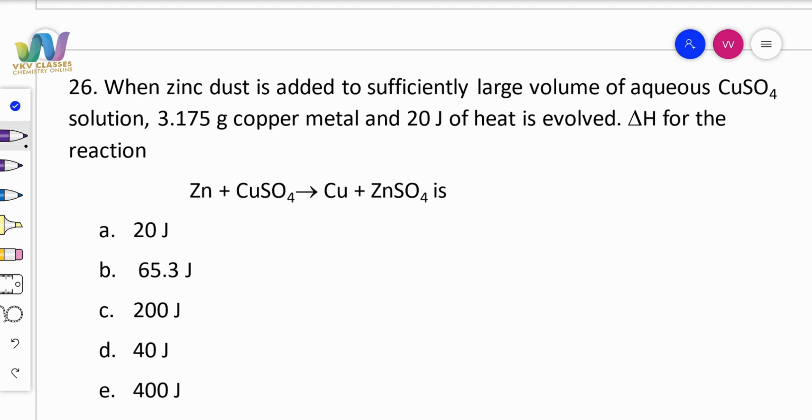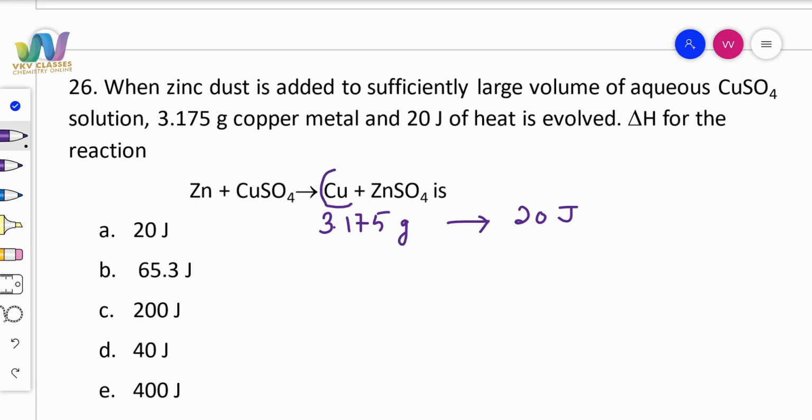When zinc dust is added to a sufficiently large volume of aqueous copper sulfate solution, 3.175 gram of copper metal and 20 joules of heat is evolved. Delta H for the reaction is? So you are given here 3.175 gram copper. It releases an energy of 20 joule.